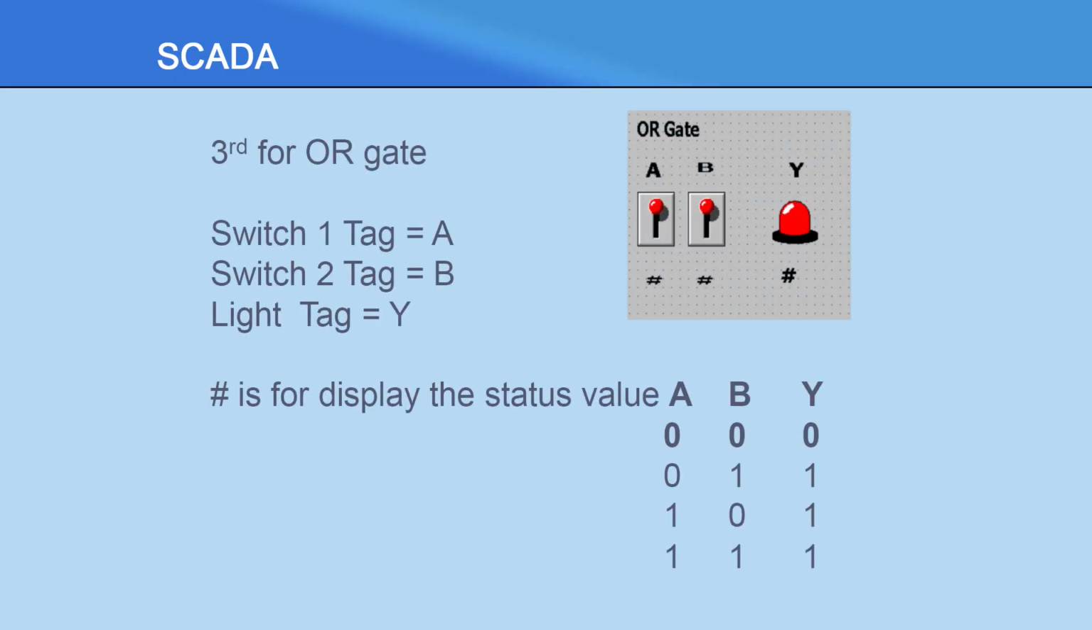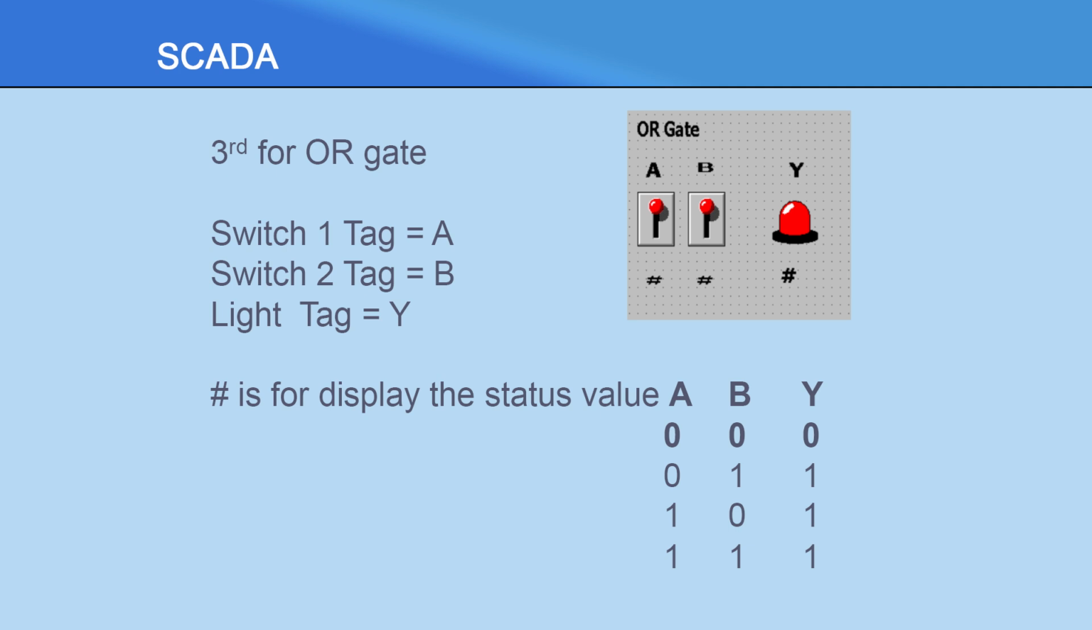Okay. Now for the OR gate, simple here also. We have taken two switches A and B with the tag names A and B, and the light indicator with the tag name Y. The OR gate operation we all know. For 0 0 output is 0, for 0 1 output is 1, for 1 0 output is 1, for 1 1 output is 1. So when both the inputs are low or 0, then only the output is 0, and for the rest of the other cases, 0 1, 1 0, 1 1, output is 1 or high.